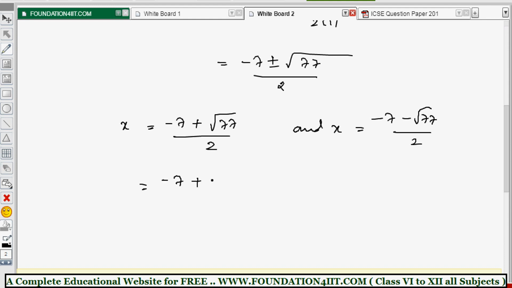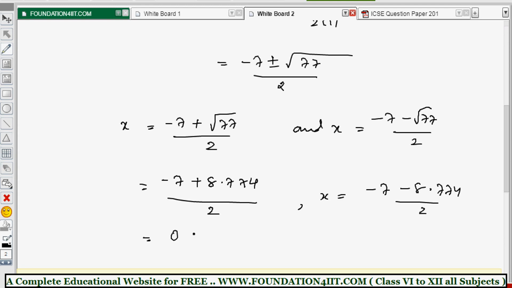Root 77 is 8.774. After point, take 3 digits. Use long division method to find out the root 77. And again x is equal to minus 7 plus 8.774 by 2. Let's simplify this together. This is approximately 0.887. So they are asking two decimal places. So 0.89.